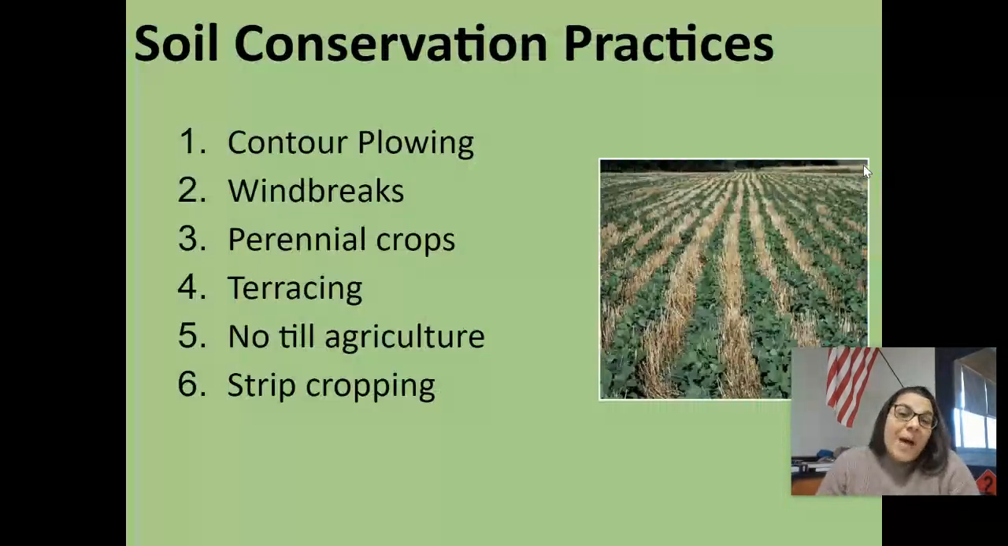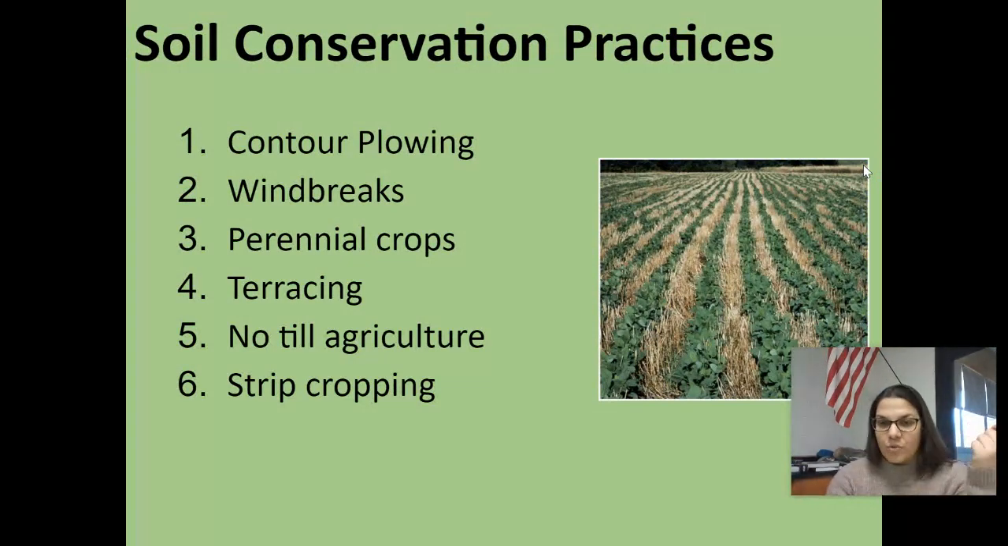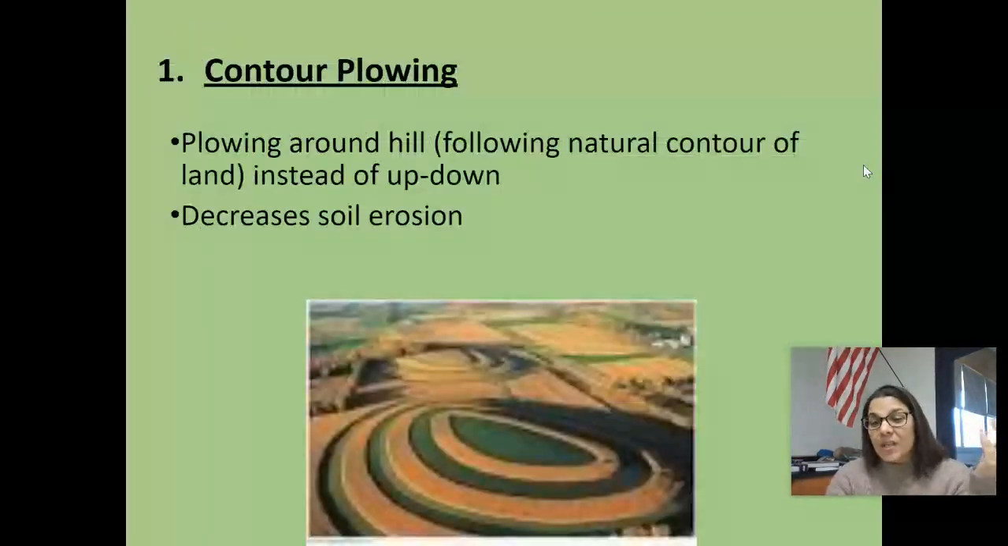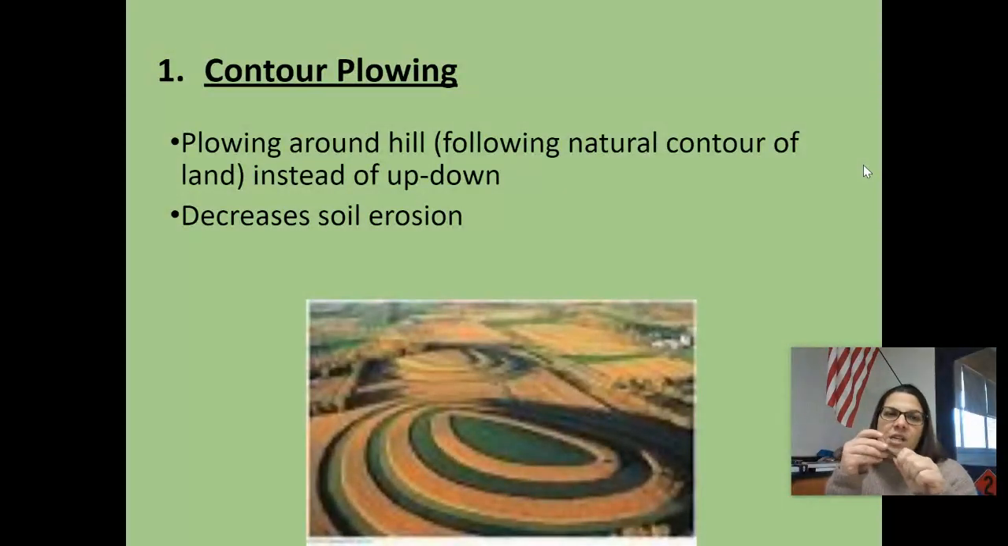So what do we do about it? Well, we have soil conservation practices, especially in farming. We have 6 that we're going to take a look at: contour plowing, windbreaks, perennial crops, terracing, no-till agriculture, and strip cropping. You guys do need to know the general idea of what each of these are.